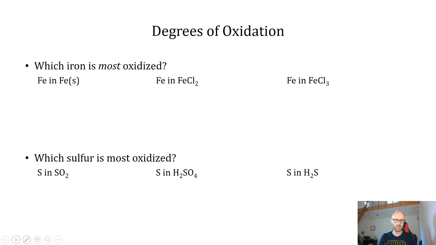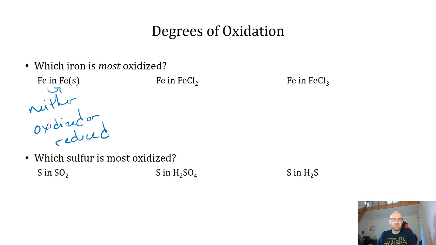Great. So in iron, the element, it's neither, right? It's neutral. This is a neutral atom. It's in the element form. In iron 2 chloride, if you unswap, you get Fe2+. In iron 3 chloride, you get Fe3+. So I'm pretty sure that between the iron in iron and the iron 2 ion, the iron 2 ion is more oxidized.